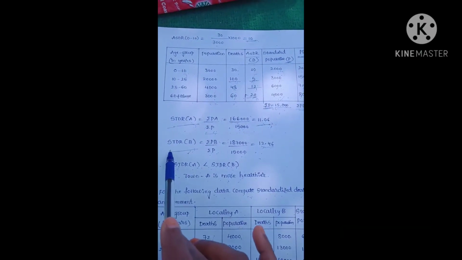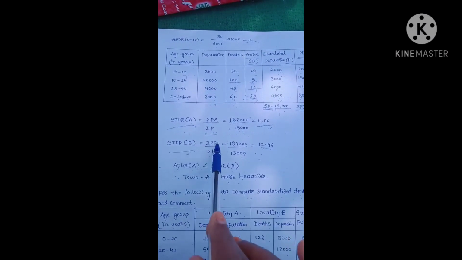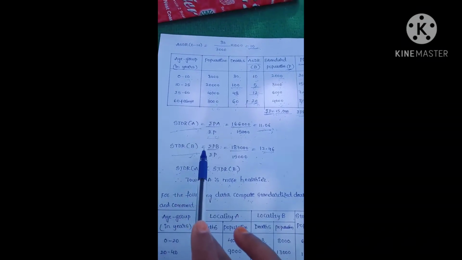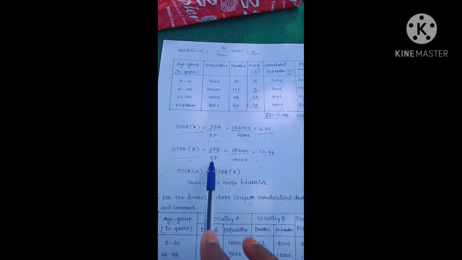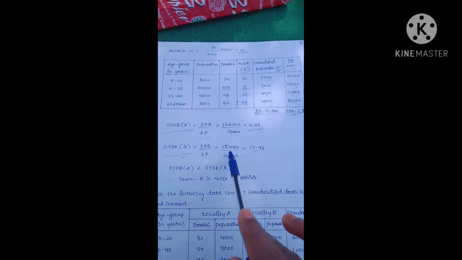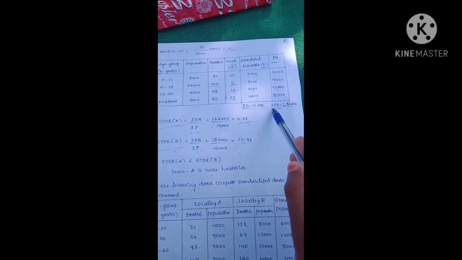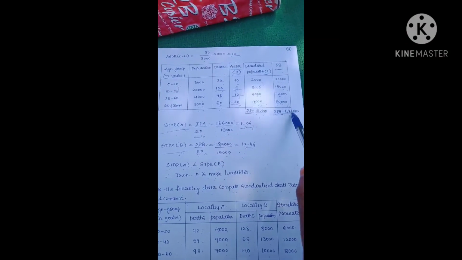Next, calculate STDR B. Same formula. B means here we have to write B, A means we have to write A. The formula is summation of P into B divided by summation of P. What is the summation of P into B value? It was 1,87,000. This value right here.